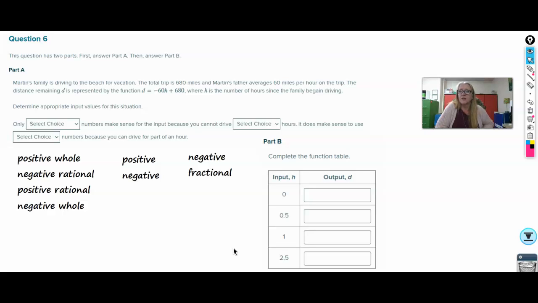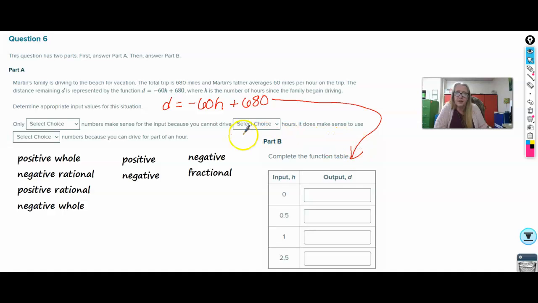For Part A, it says, Martin's family is driving to the beach for a vacation. The total trip is 680 miles, and Martin's father averages 60 miles per hour on the trip. The distance remaining, d, is represented by the function d equals negative 60h plus 680, where h is the number of hours since the family began driving. So right here is our equation: d equals negative 60h plus 680. This is the equation we're going to use for Part B when we fill in this table.